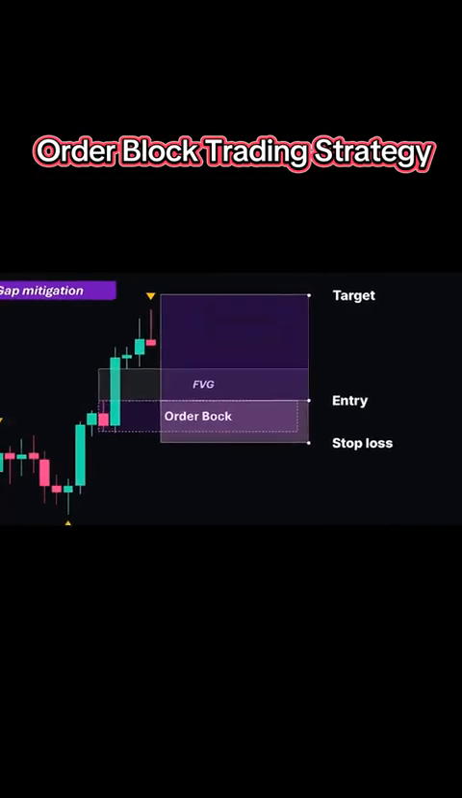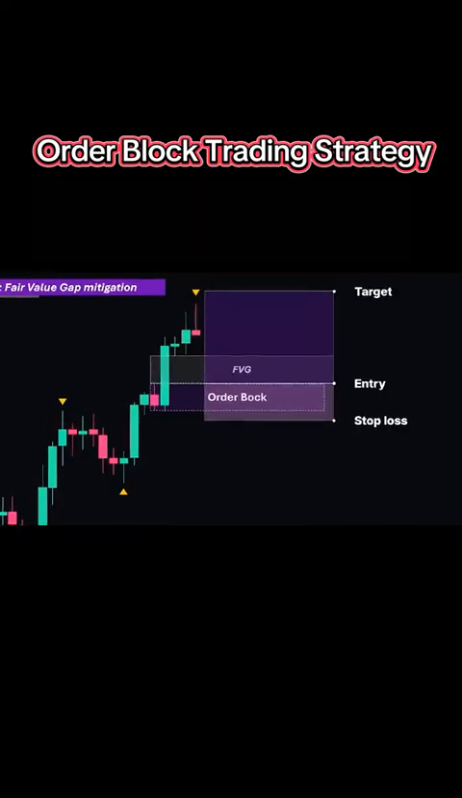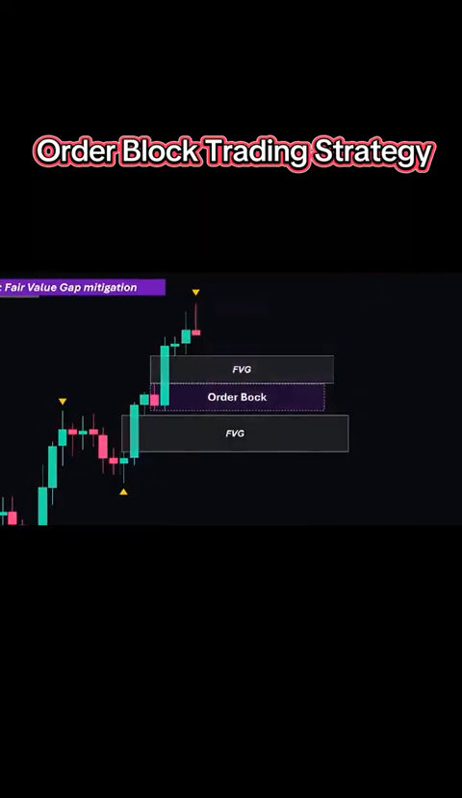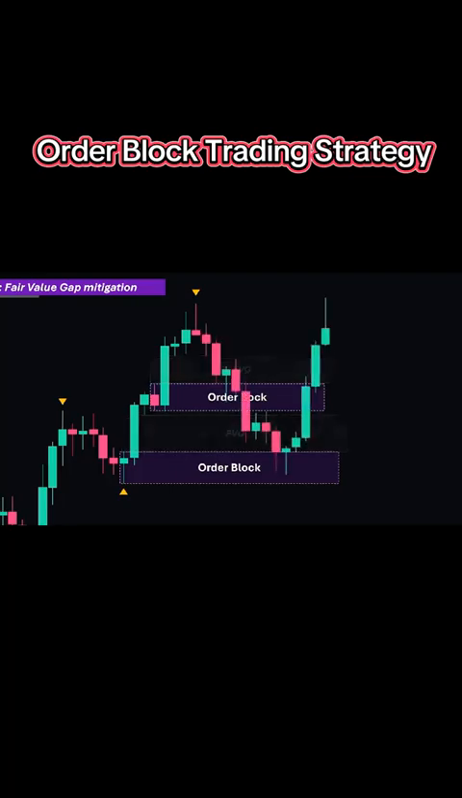However, if you look at the left-hand side of the chart, you'll notice another fair value gap and order block sitting just below the first one we marked. In situations like this, it is very common for the price to make a deeper retracement into the second zone, filling the fair value gap before continuing higher. During this move, the first order block often acts as a liquidity target rather than the actual reversal point.